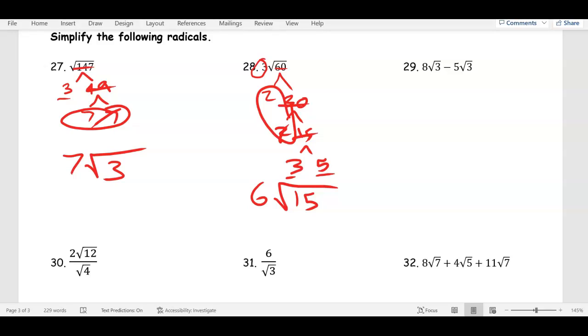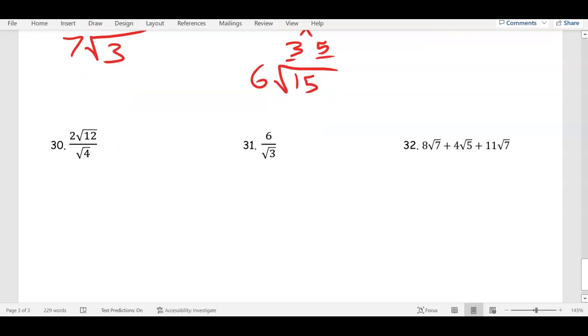Okay, on 29, if you're subtracting things, you just subtract the coefficient. 8 minus 5 is 3, square root stays the same. On this one, 2 is 2 over 1, which is 2, and then the square root can divide: 12 over 4 is 3.